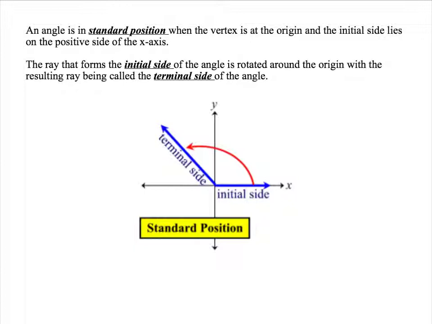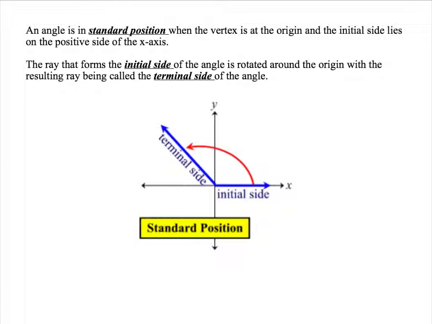So we're saying this. We've got some angle. We know it's centered at the origin. We know that the initial side is on the x-axis and it's not moving. And we have this other part called the terminal side. That terminal side is what moves. The initial side stays. The terminal side moves.